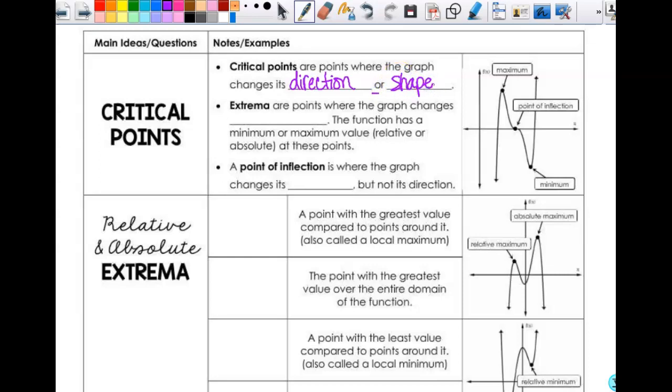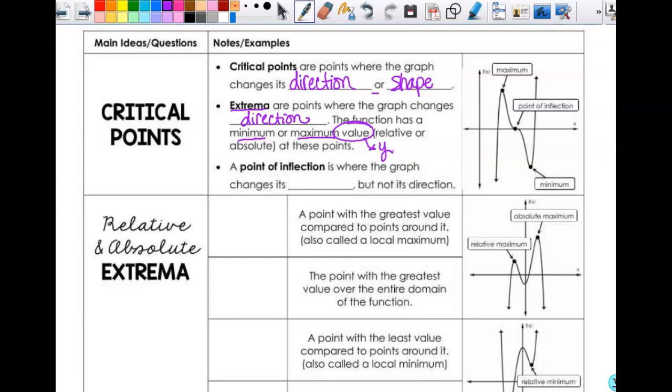Okay. So critical points, and within that category we have something called extrema. Extrema are points where the graph changes direction. The function has a minimum or maximum value, relative or absolute, at these points, okay? The value refers to the y value. Anytime you're talking about the value of a function, that is your output, your y, your dependent variable, okay?